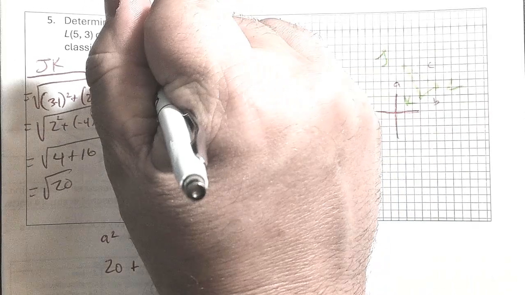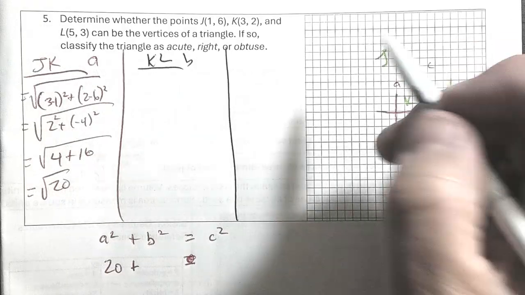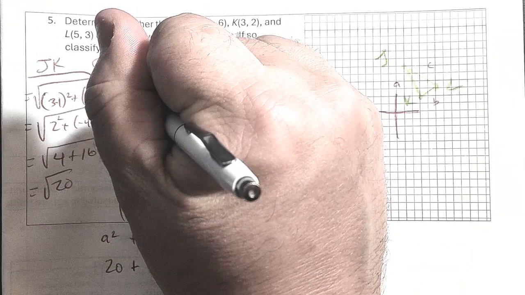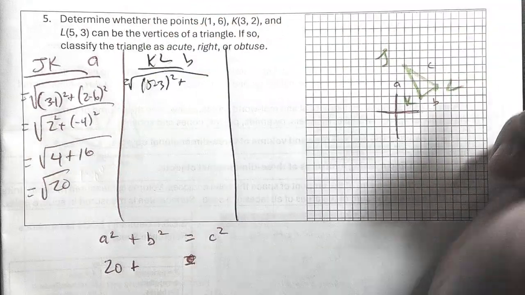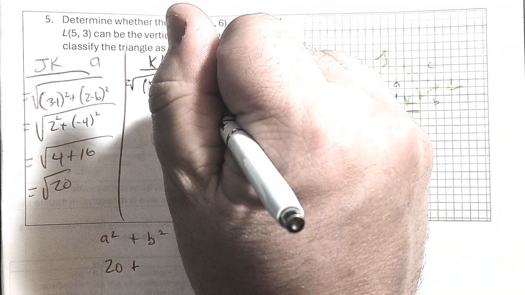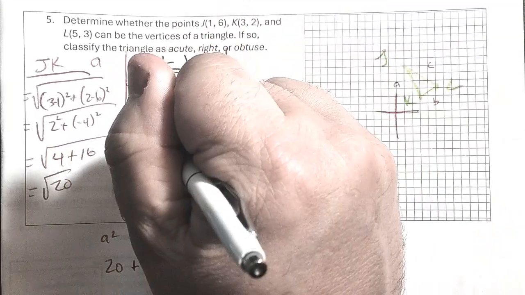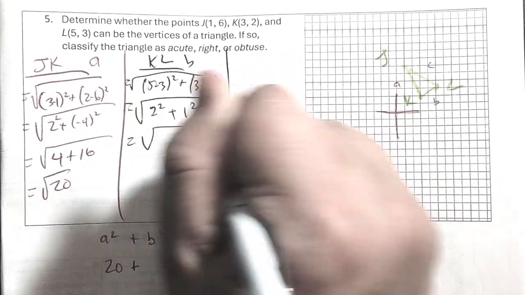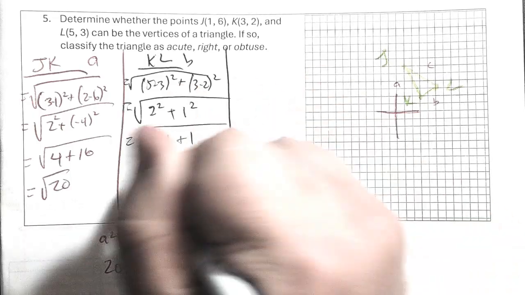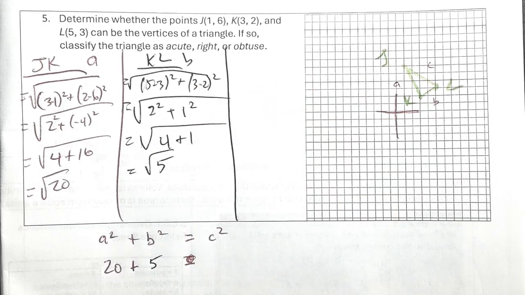Okay, KL, that's your B. Draw a line here. So KL, you got 5 minus 3, and then you got 3 minus 2. 5 minus 3 is 2, and 3 minus 2 is 1. So you got 2 squared, which is 4, and 1 squared, which is 1. So you got the square root of 5. So your B squared would be 5.